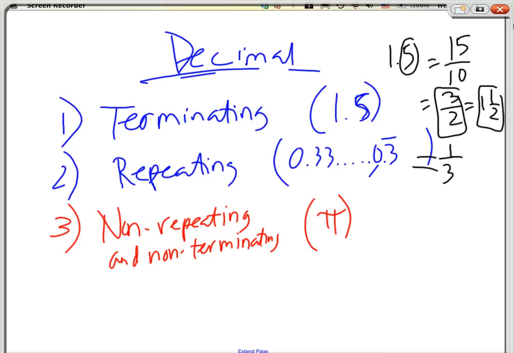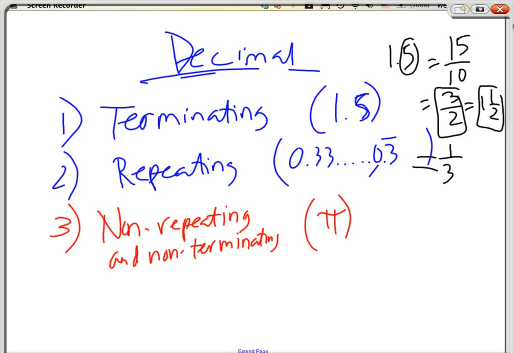Oh, that's a good fraction. 3 and 14, 14 out of 100. But it will never ever end. 3.14 is just a snapshot of pi. It goes on forever. If it never terminates, how do you know what place value is the last digit?